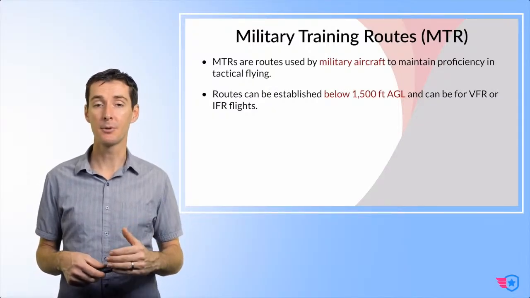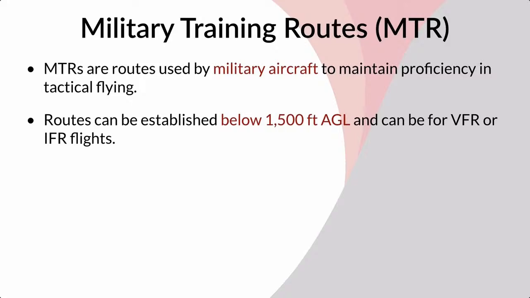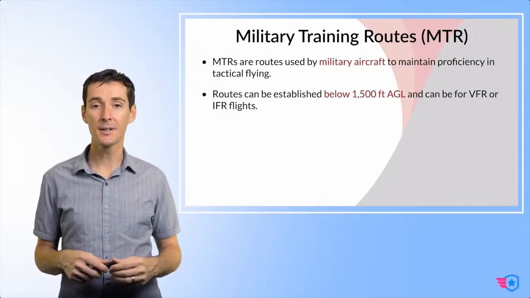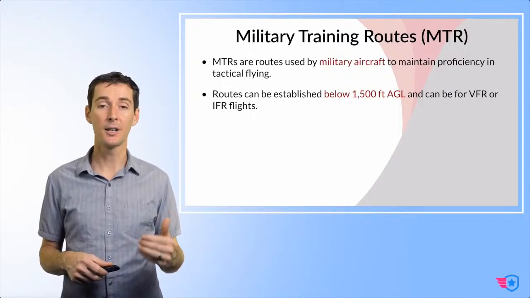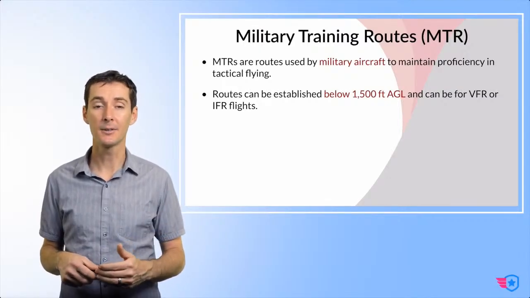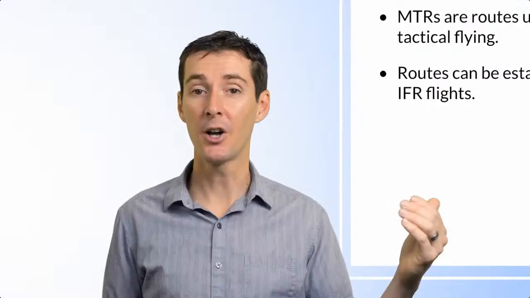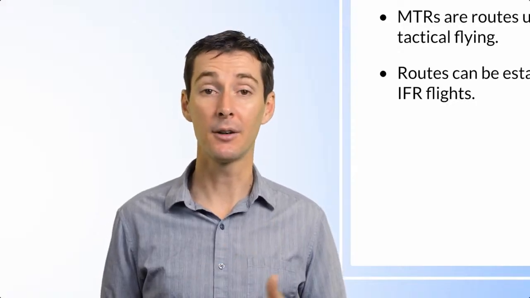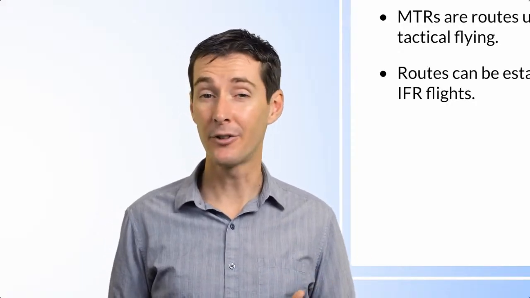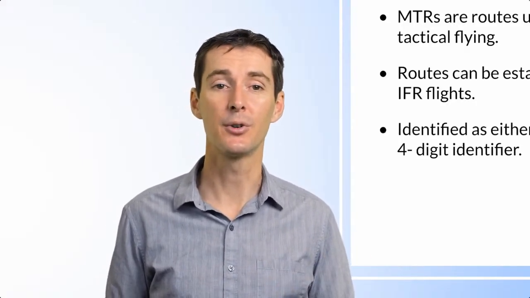Some of them can be established below 1,500 feet above ground level, and they can be either VFR or they can be IFR. The reason I'm mentioning this is because there is a chance that you could end up being on the military training route and flying with other aircraft, military aircraft, including helicopters, flying at very low altitude, and that can be dangerous for you.